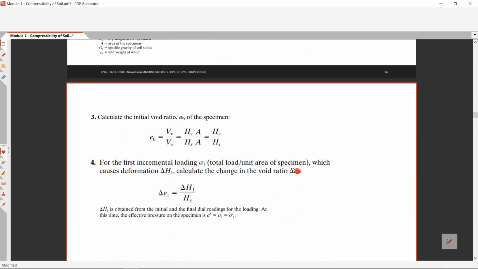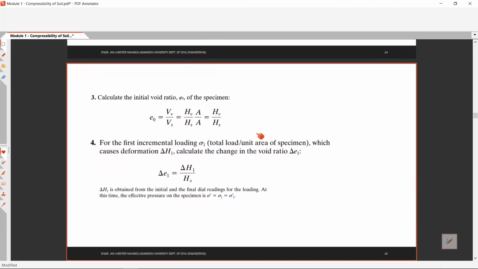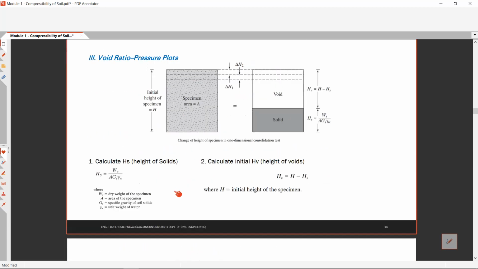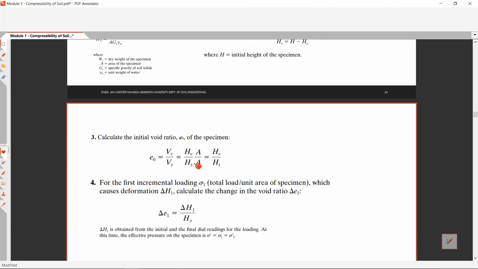So calculate the initial void ratio. By definition of the void ratio, if you recall, that is the ratio of the volume of the voids over the volume of the soil solids. So plugging in the value of volume, di ba? Ano ba yung volume? Area times H lang yan. Since they have the same area, since isang soil specimen lang ito, therefore matitira is HV over HS.